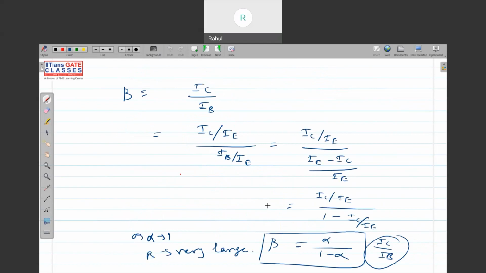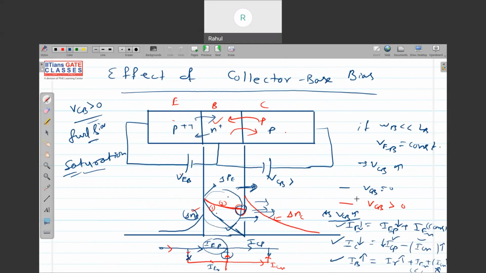There is also something called beta, nothing but the collector current by the base current. We have derived that it is alpha by 1 minus alpha. We have also seen the effect of collector bias. When you forward bias the collector junction, it destroys the transistor action because the slope of the carrier concentration in the base is reducing, so the current, which depends upon the gradient, is reducing.